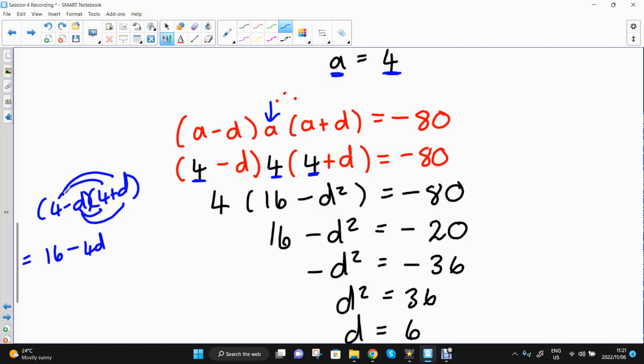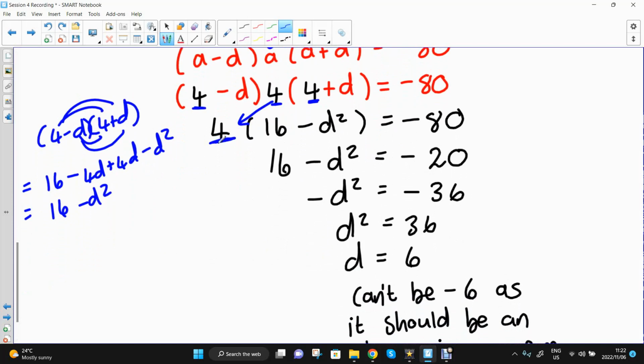So what I'm actually doing is I'm timesing every single term with every single term in the second bracket. So I'm saying 4 times 4 is 16. 4 times minus d is minus 4d. 4 times d is plus 4d. And then the last one is minus d times plus d is minus d squared. And then you'll see that the middle terms actually cancel, and you just get 16 minus d squared, and that's where I got this from. So that 4 is that 4 in front, times out the brackets. Then I divided by 4 here to get negative 20 on the right hand side.